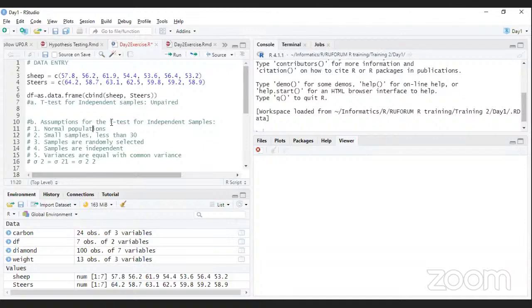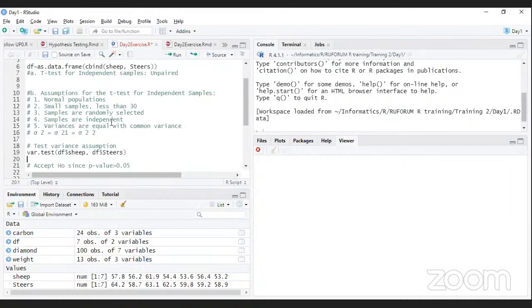These are the assumptions. There should be normal distribution in our populations. We are supposed to have small samples of less than 30. Our samples should be randomly selected, and samples are independent of each other. Then the variances are equal. In other words, the variance of our data for sheep is equal to the variance of our data for steers. Because of that, we have to test that assumption using the var.test function, where we say var.test sheep and steers.